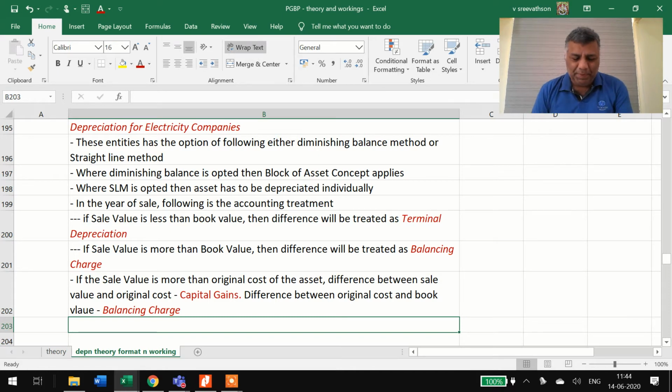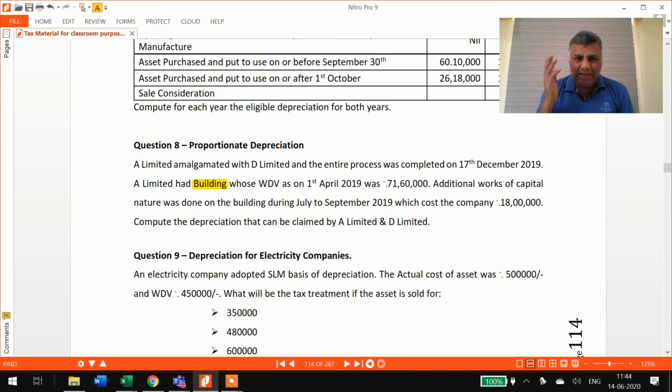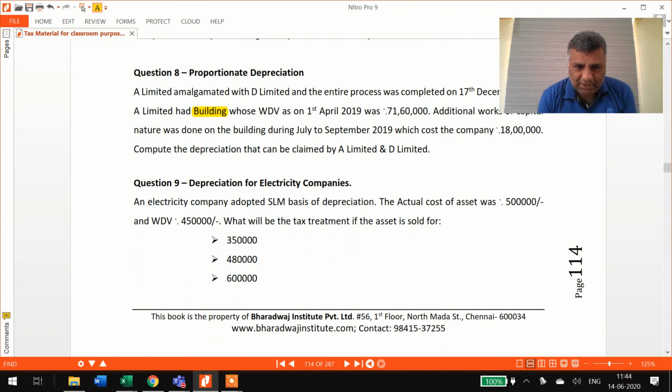So it's a simple concept, seemingly long theory. An electricity company is adopting the straight line method of depreciation. Actual cost of the asset is 5 lakh. Written down value now is 450, that is the book value. What will be the treatment if the asset is sold for 350? 1 lakh will be terminal depreciation.